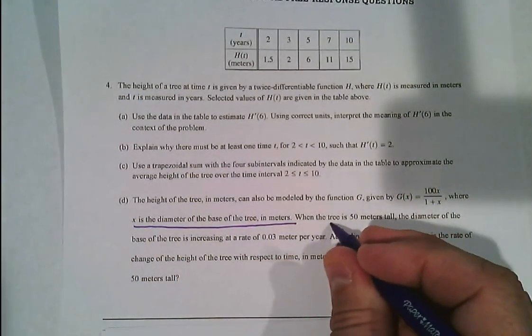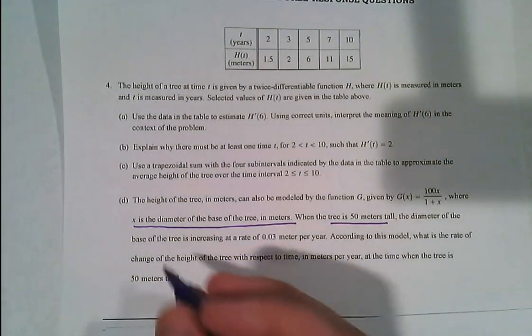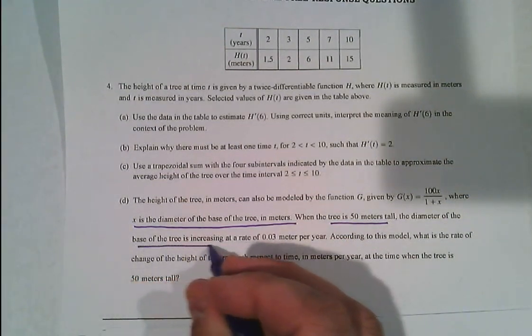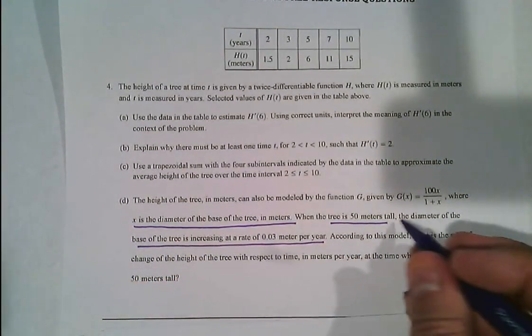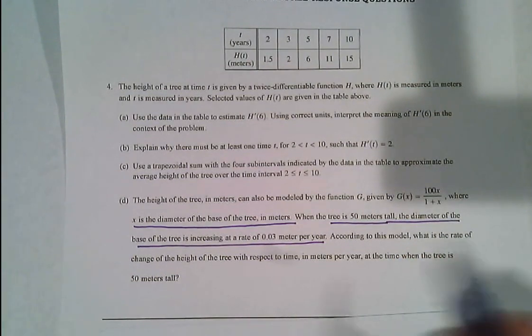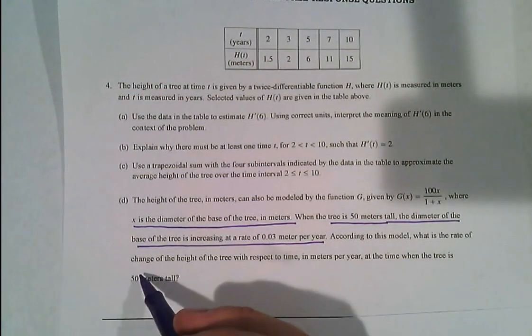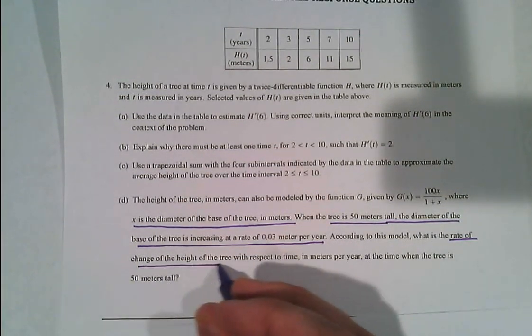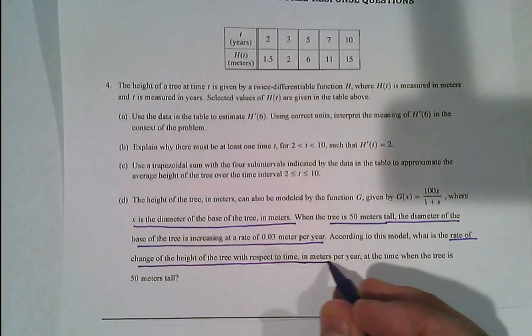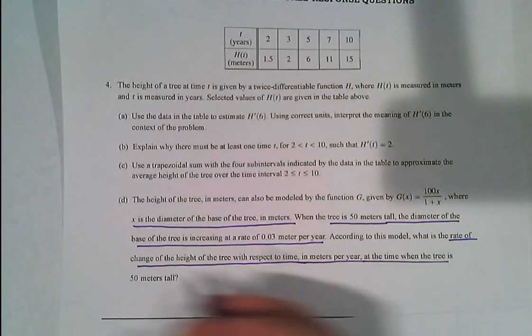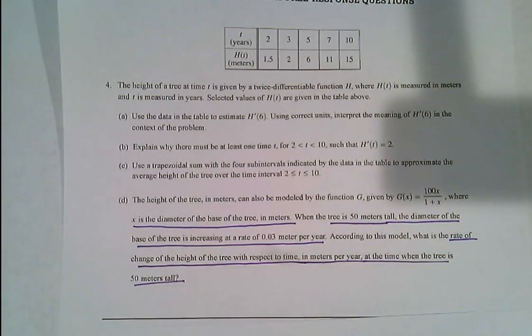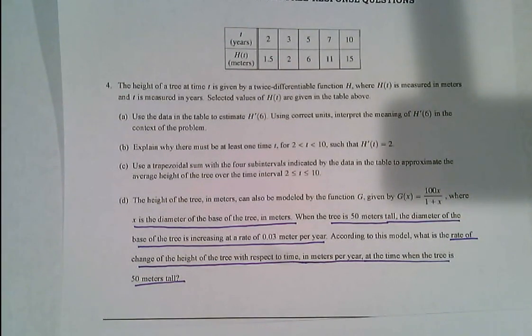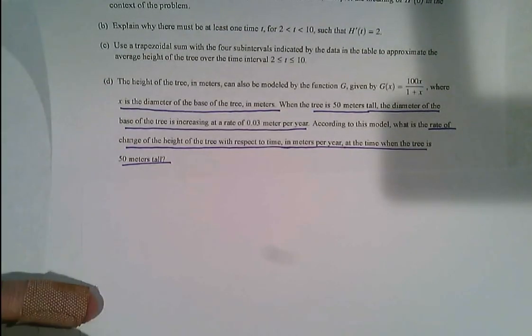When the tree is 50 meters tall, the diameter of the base of the tree is increasing at a rate of 0.03 meters per year. According to the model, what is the rate of change of the height of the tree with respect to time in meters per year at the time when the tree is 50 meters tall? I realize I pretty much just went through and underlined every single part of this question. So let's tear this apart.